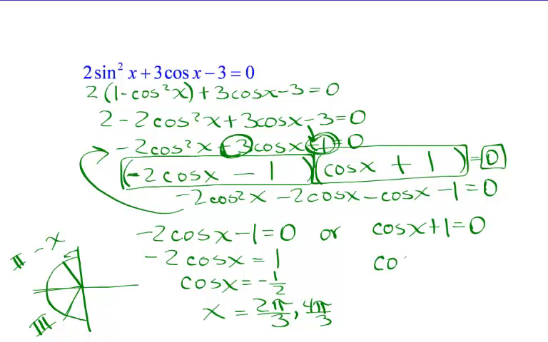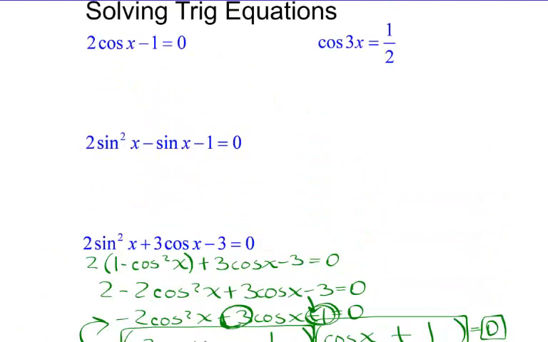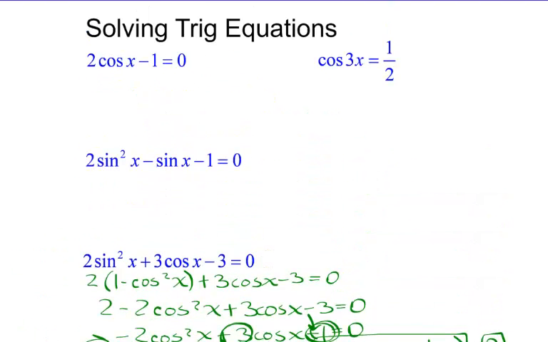Additionally, we need the angle measure where cosine equals -1. We know from our exact values that happens at pi. Again, I haven't been told the interval over which I'm supposed to find these x values, so without being told, I'm going to assume it's between 0 and 2 pi.